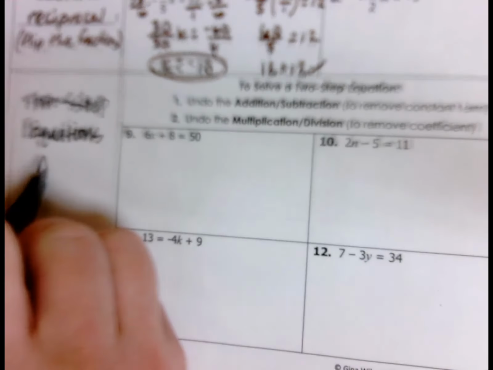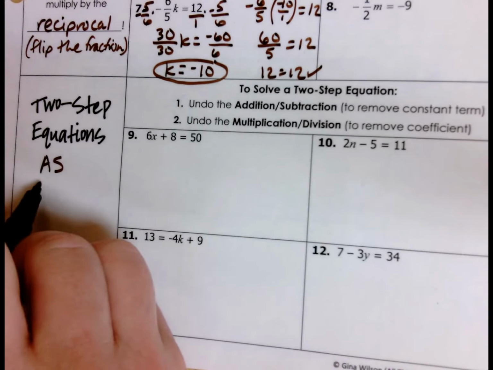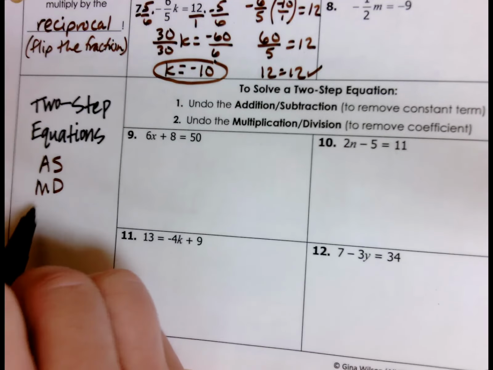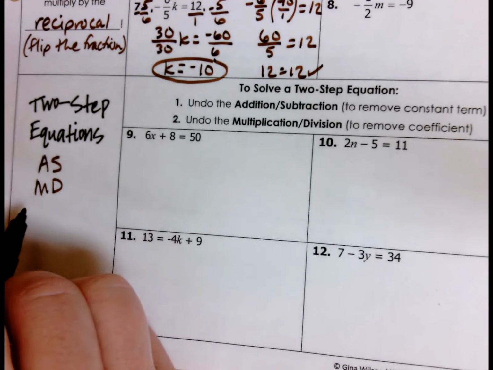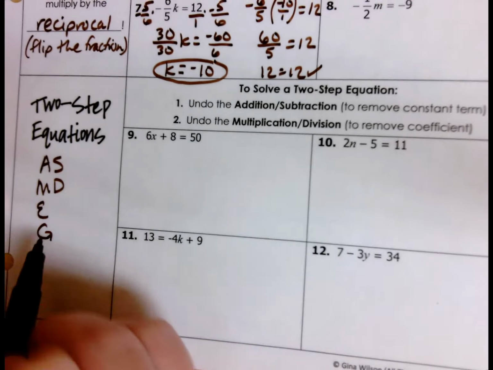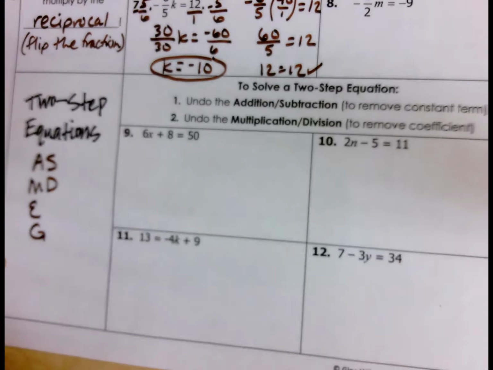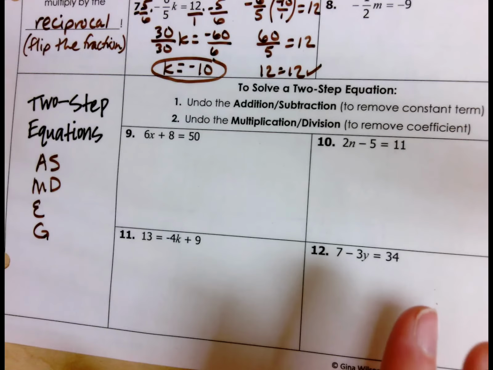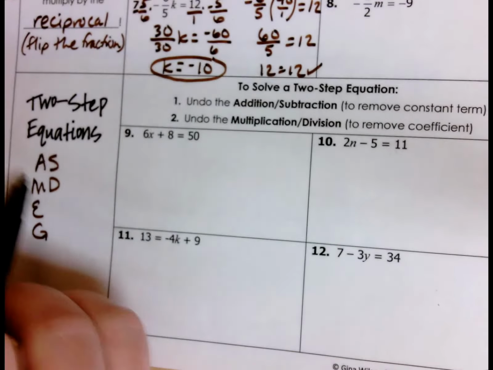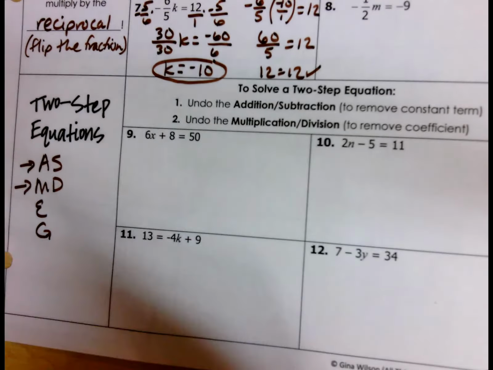So we're going to do addition and subtraction first. We're going to do multiplication and division after that. Then we're going to do any exponents and grouping. Okay? And remember, grouping would be our parentheses, anything above as a group over a fraction bar, radical signs, anything like that. So we're going to take care of the addition and subtraction first, and then move into the multiplication and division.